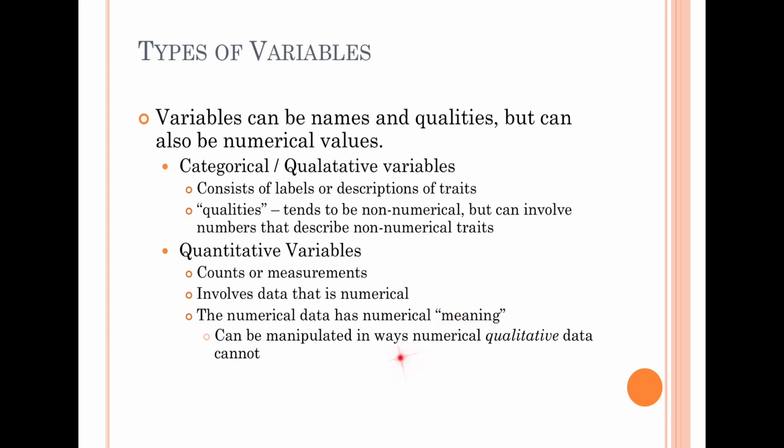And one of the ways you could ask is, if we do mathematical things to these numbers, like finding averages and stuff like that, do those numbers that we come up with have actual numerical meaning? So can we manipulate them in ways that qualitative or categorical data cannot really be manipulated? We can't really add up hair color, right, which would be a trait or a description.